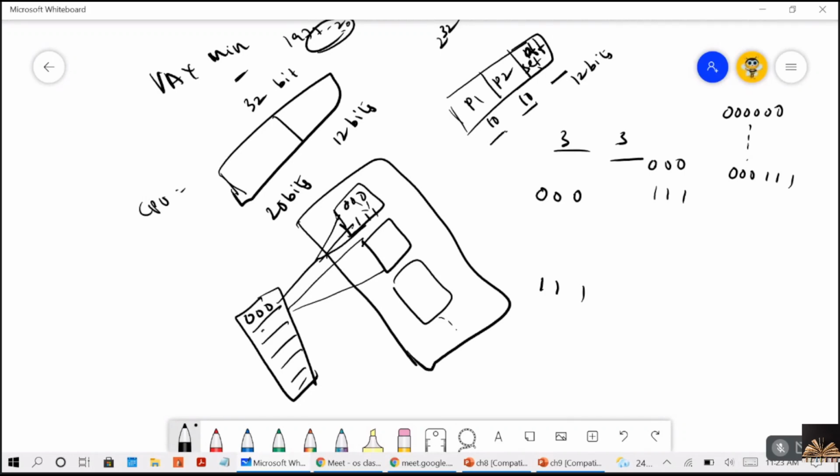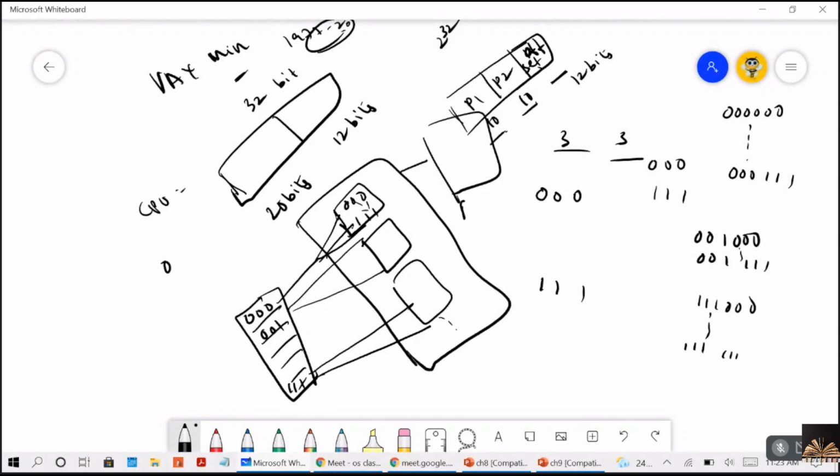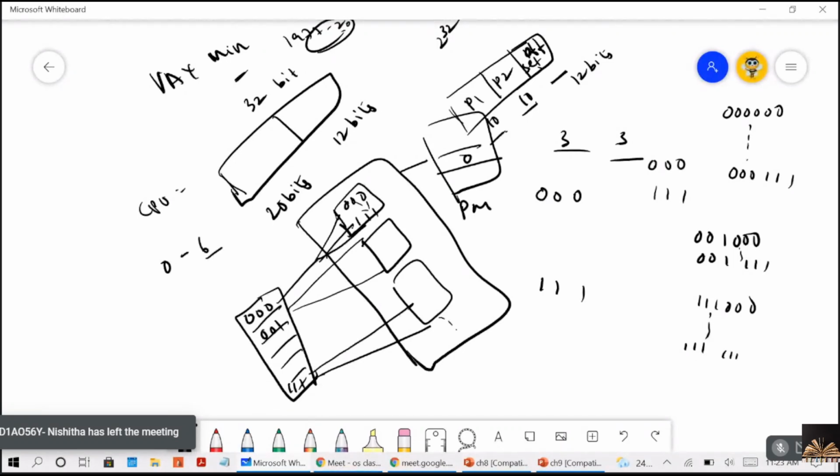So if you take this as 001, it will have the reference to 001000 to 001111, like that. And the last one, let's say 111, will have 111000 to 111111. So this set of entries will have the mapping with this. This is how your entries will be mapped. So here this matches, this 000000, which is page number 0, will have a mapping somewhere in the physical memory. Let's say this page 0 is in frame 6. So at frame number 6, your page 0 will be mapped.